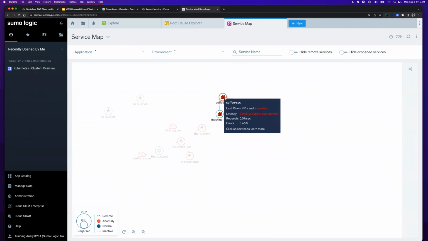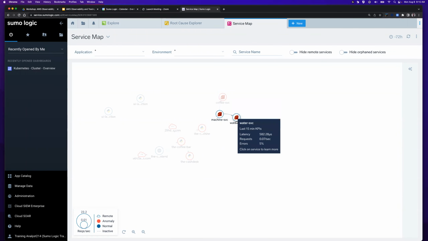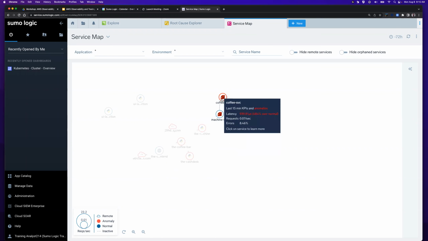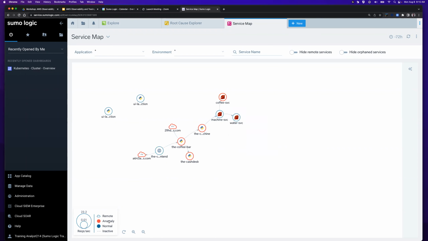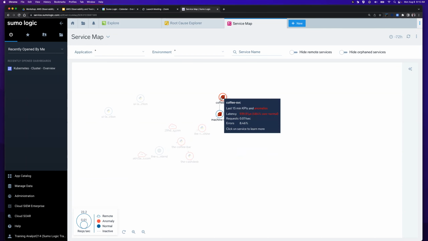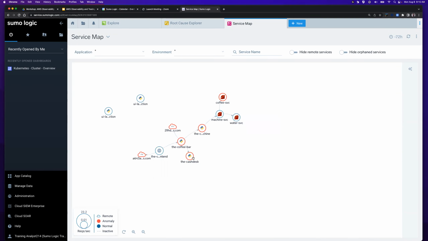In order to brew a cup of coffee, you need water. And so we start to see these two services taking place. We see colors here, red and blue. Blue around the circle is okay, it's normal. Red is an anomaly. And when we put our mouse over the red circle, we see what the anomaly is. In this case, there's latency related to the coffee service. And so that latency is telling us that there's latency brewing the cup of coffee with the ingredients. There's also some issues with the cash desk and other stuff.